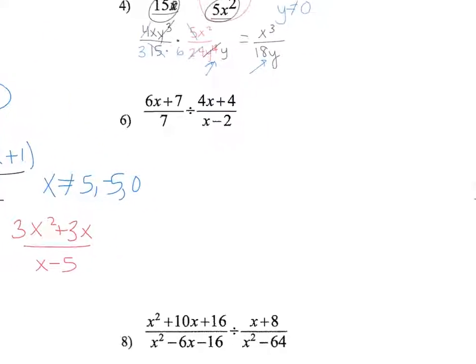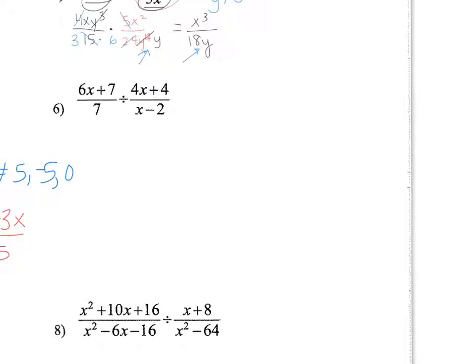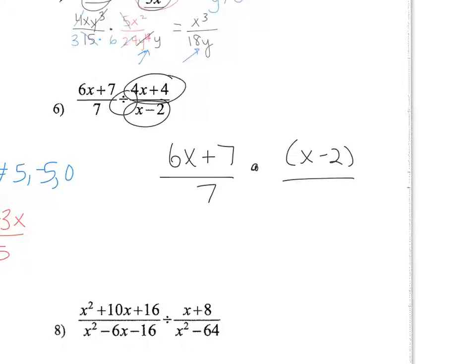Okay, number 6. So number 6, you have 6x plus 7 over 7. You're dividing, so you change it to multiply. And then you're going to switch x minus 2 on the top. And I'm going to factor out a 4.